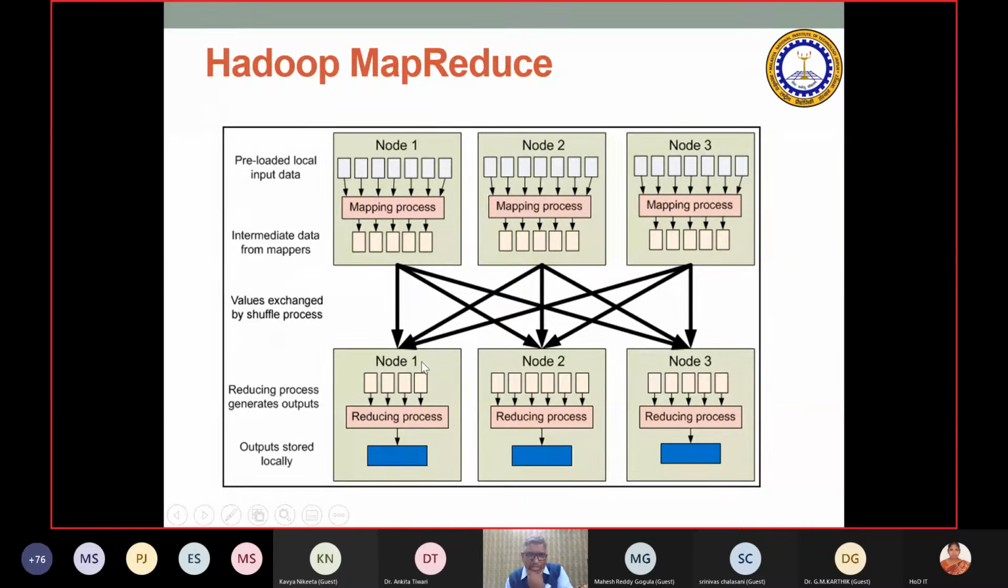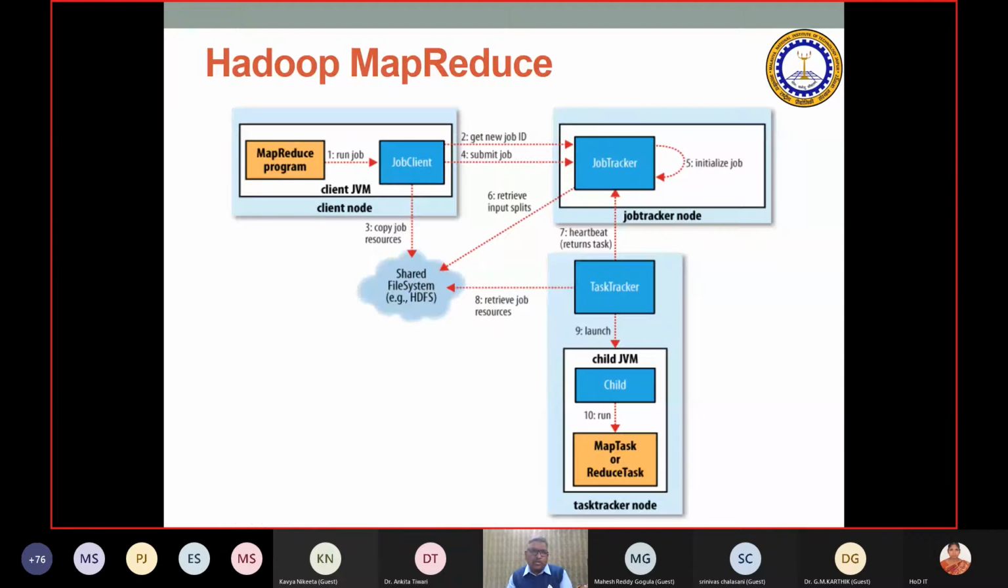So in node 1, some data blocks are executed, a mapping process happens, new blocks are created, and again they are shuffled and sorted across node 1, node 2, node 3. Again different combinations come in. So node 1 has different blocks, node 2 has different blocks, node 3 has different blocks. Again the reducing process happens, and then a final output is created. So this is how MapReduce goes on.